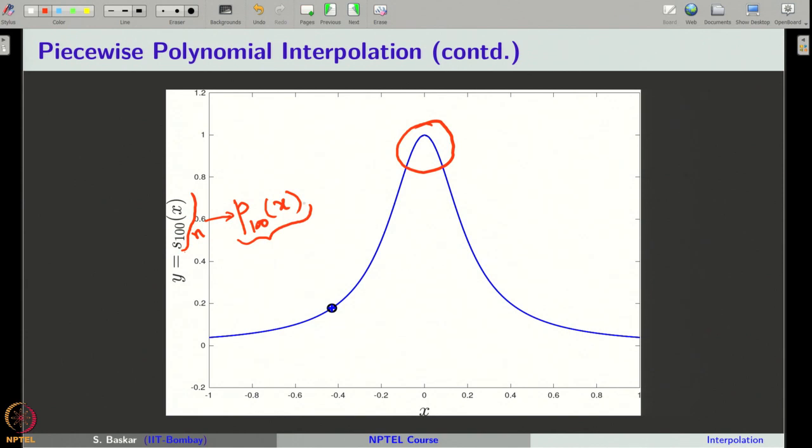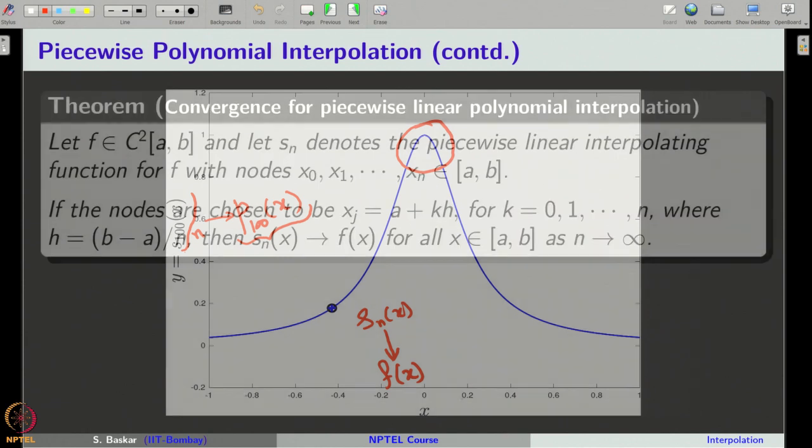Of course, here I am doing it with equally spaced nodes, that also you should remember. I am not constructing it with Chebyshev nodes, I am constructing this piecewise linear polynomial with equally spaced nodes. You can see that Runge phenomena is not at all occurring and the Sn of x is converging to f of x at every point, right? That is what is interesting here.